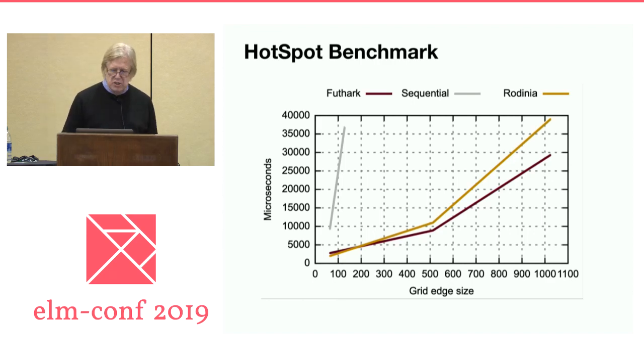Here's another set of benchmarks. This is for the hotspot benchmark. The gray line is C code. The other two lines are GPU code, where the reddish line, the bottom one, is Futhark. The vertical scale is execution time in microseconds. The horizontal scale is the number of grid elements you have on the edge of some rectangular grid. And you see that C code is not even in the game. Except for some small discrepancies for very small grid edge sizes, Futhark outperforms the big guys.